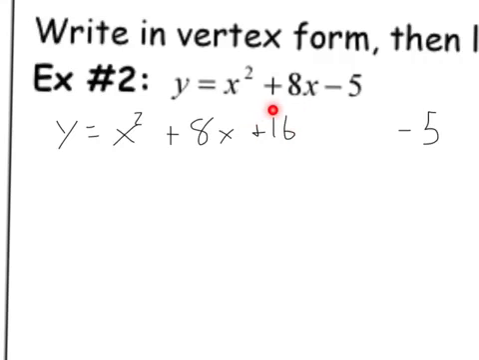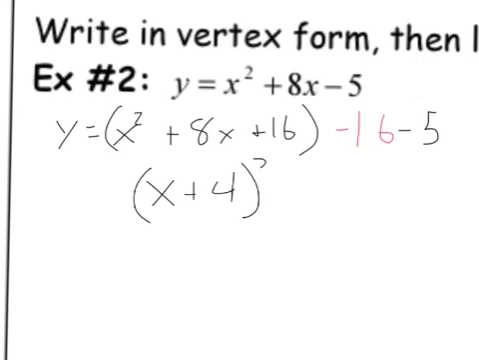But I can't just add a 16 to one side of an equation without doing something to the other. What if I didn't want to add something to this side? How could I counteract this positive 16? Well, I could just subtract 16, because positive 16, negative 16, that's 0. So I'm going to add 16 and subtract 16 at the same time, throw some parentheses around here, and ignore these guys for just a second, because now I have a perfect square right here. I could write this as (x plus 4) squared, because 8 divided by 2 again is 4. That's the perfect square. And negative 16, negative 5 is negative 21.